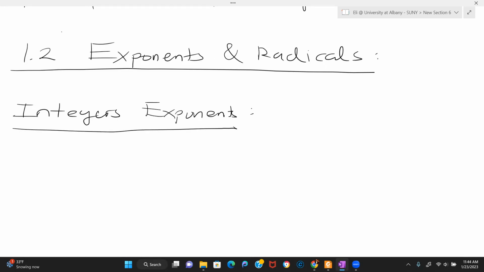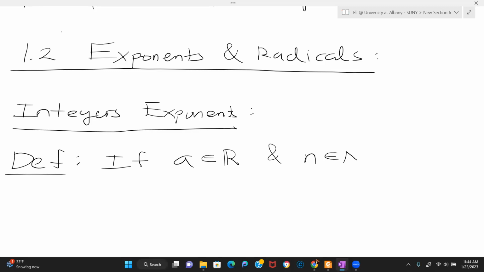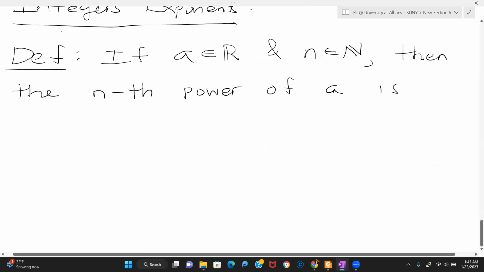So we're going to set up a definition of integer exponents. If A is any real number, and N is some natural number, 1, 2, 3, 4, any counting number, then the nth power of A is defined as follows.